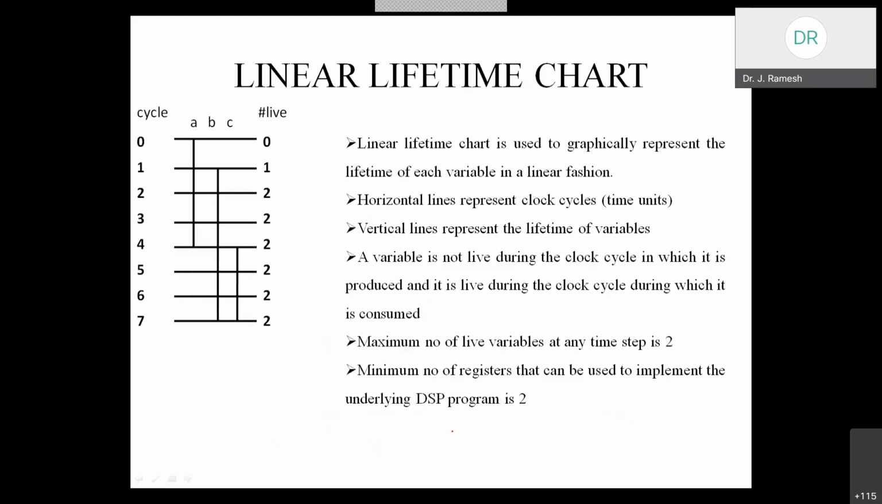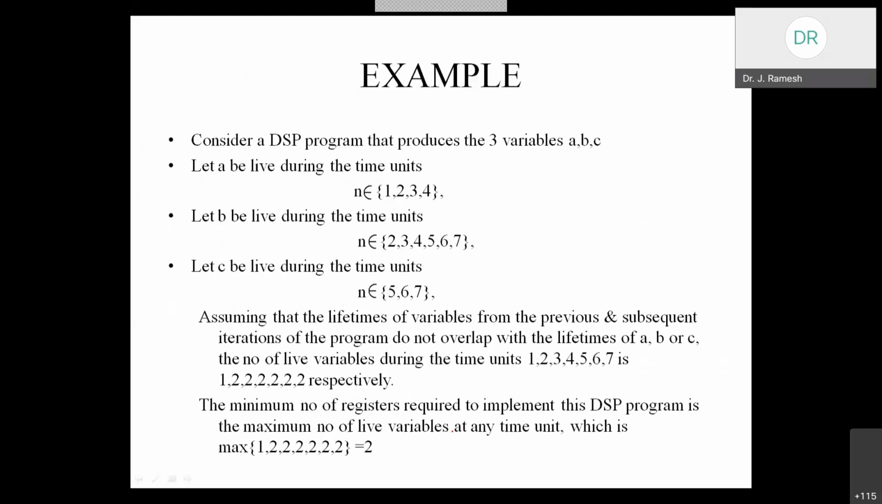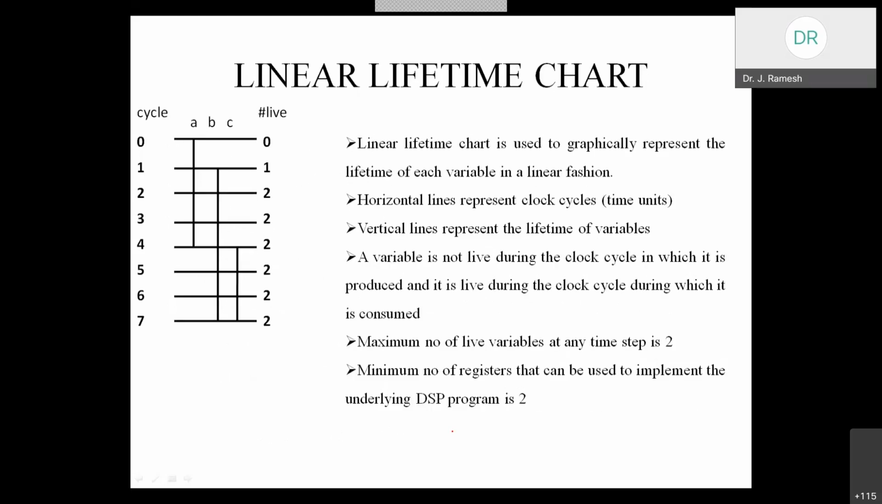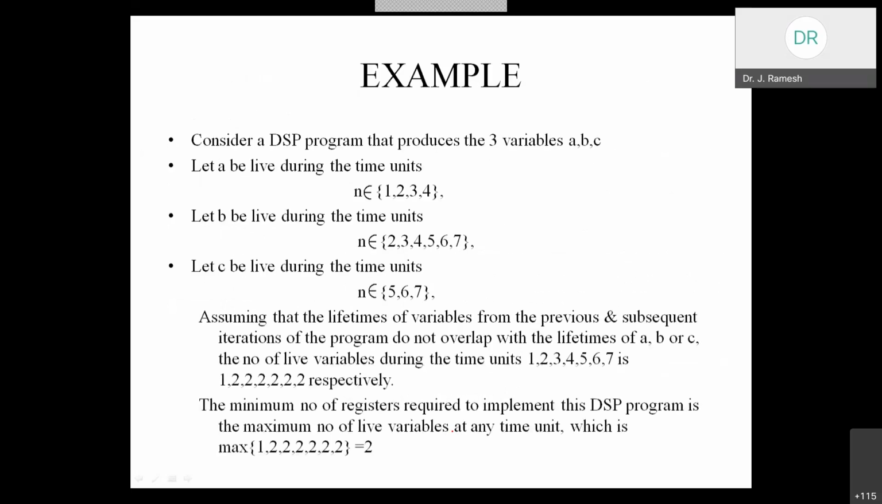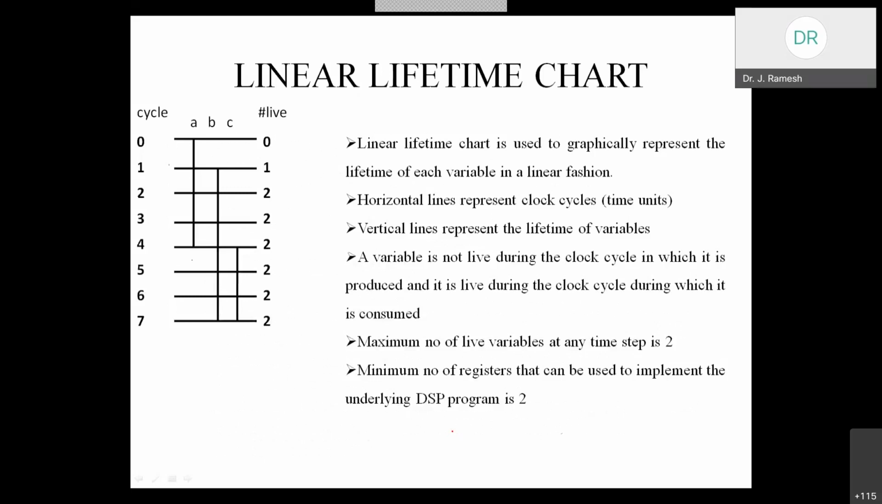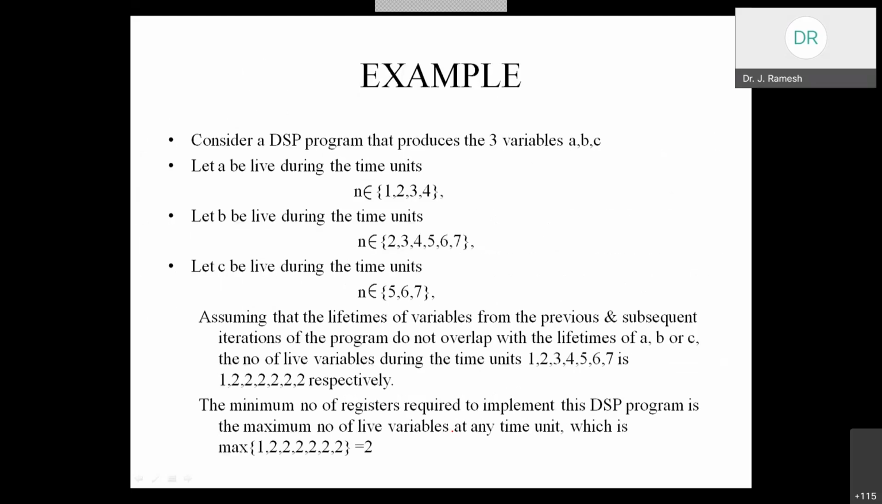And for each of the time units, what is happening? During 0 cycle, none of the variables are alive, so that is 0. For time unit 1, only your A is alive, so it is only one variable. For time unit 2, the variables A and B are alive, so 2 variables are alive. And for time unit 3, it is again 2, that is variables A and B.